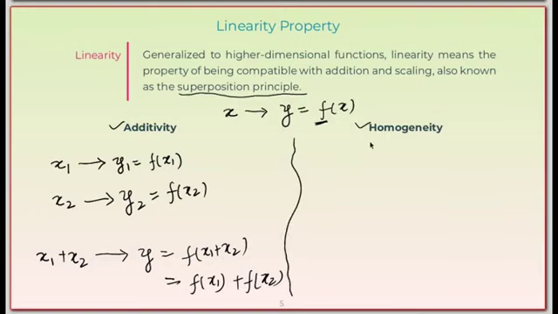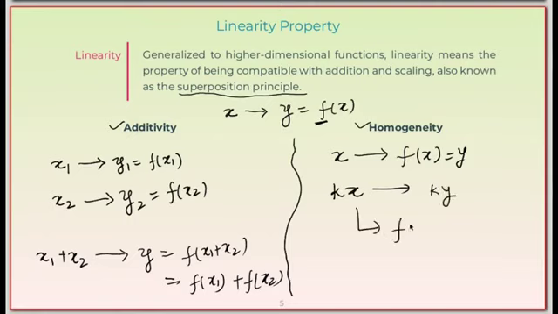Okay, next we are going to discuss homogeneity. What homogeneity means is that we have x as input, then output is f of x equal to y, and when we have kx as input, where k is a constant, it can be complex or real, it doesn't really matter, your output should be ky. Actually our output is f of kx, and y is equal to f of x, so this must be equal to k times f of x.